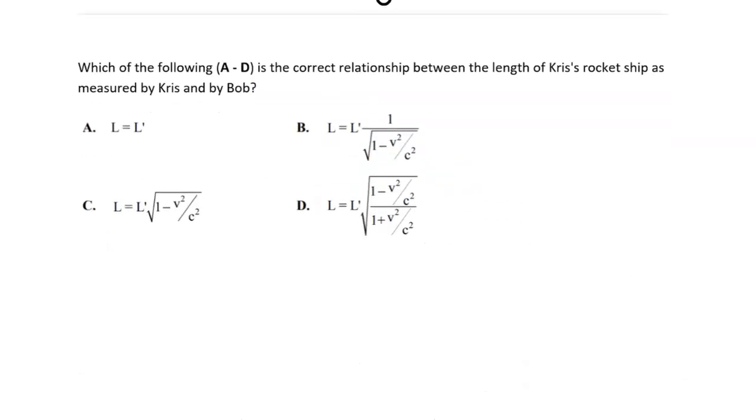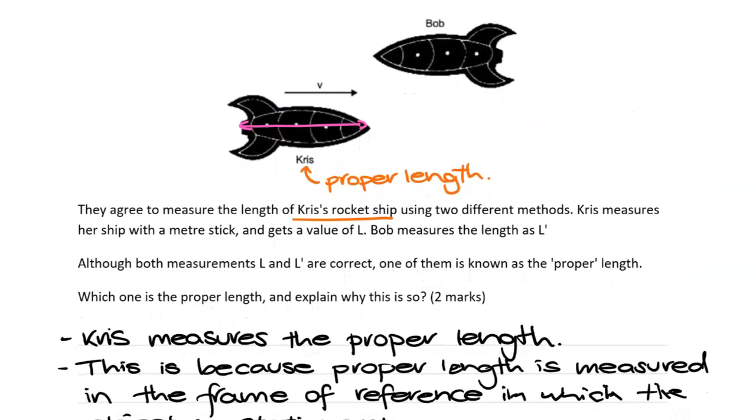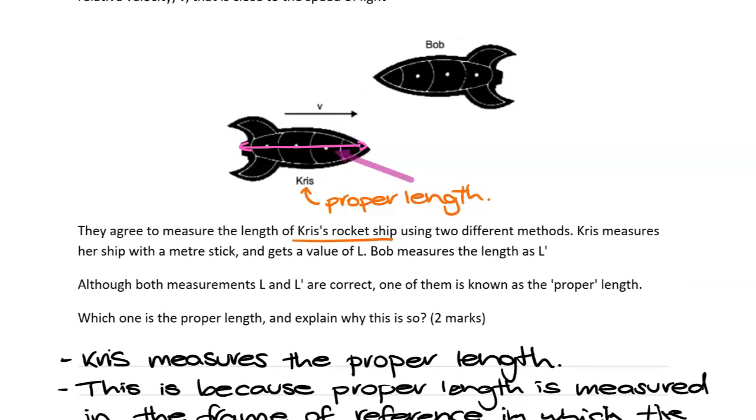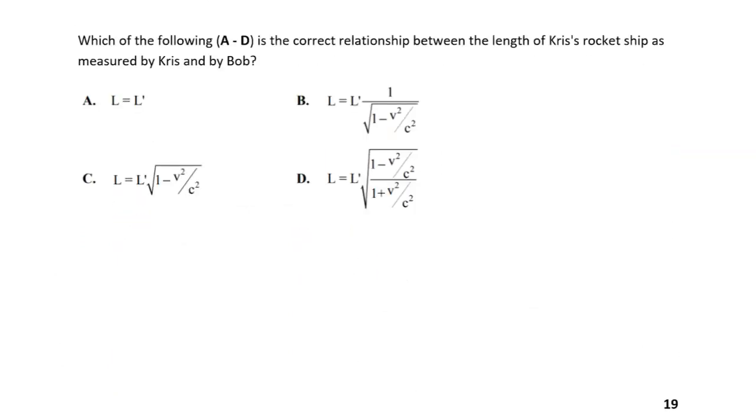Spoke too soon. It says, which of the following is the correct relationship between the length of Chris's rocket ship as measured by Chris and Bob? So, Bob is going to measure a shorter length because that length that we just mentioned, that's parallel to the direction of motion, so Bob is going to see a contraction. So we can immediately get rid of this answer here.